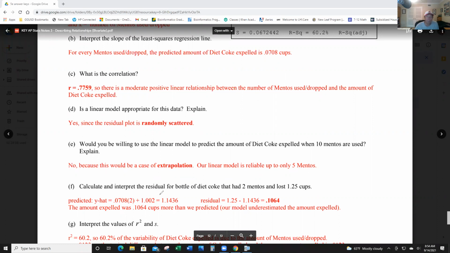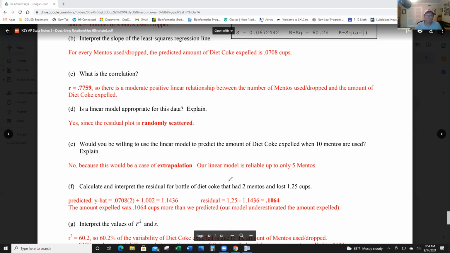Okay. Calculate and interpret the residual. I'm on F. For a bottle of Diet Coke that had 2 Mentos and lost 1.25 cups. Okay, a bottle of Diet Coke that had 2 Mentos and lost 1.25 cups.